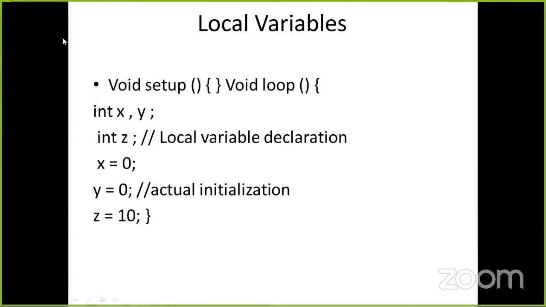Now over there you can see this one is void setup. There is nothing inside the void setup. And in the void loop, there are two variables, int x, y, both are integer type, and int z, that is the third variable. And you can see over here, these are the local variables. So what is the meaning of that local variable?